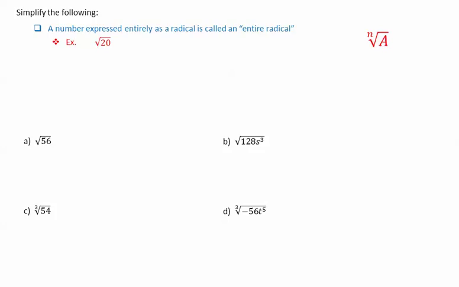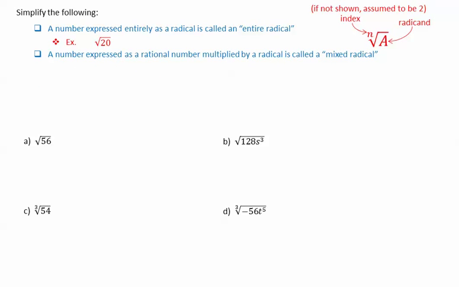If given a radical in the form the nth root of a, the a in this case is called the radicand. The n is the index of the radical. If there is no index shown, it is assumed to be 2, corresponding to a square root.